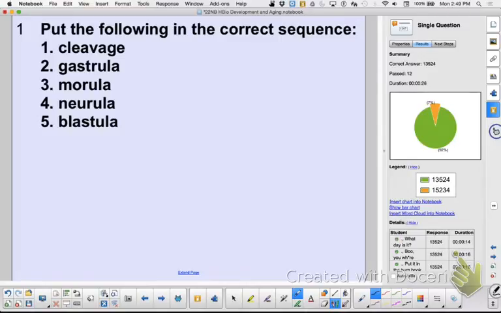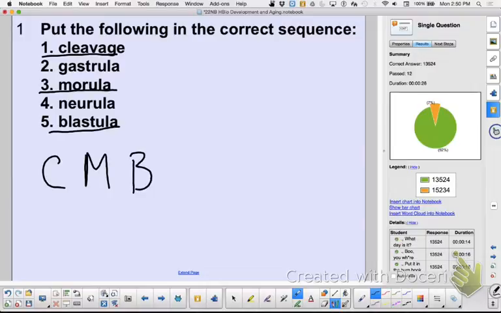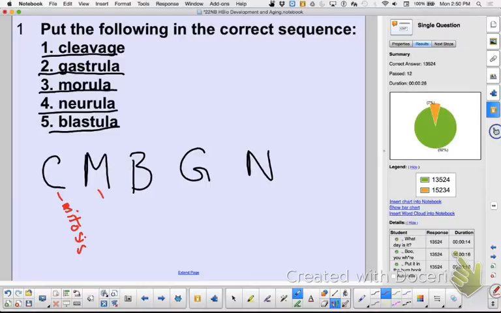So see them begin. Could we do it that way, right? See cleavage first, and then morula, right? Next, and then blastula, and then gastrula, and then neurula. Okay, so tell me, just as a reminder, what is cleavage all about? Mitosis. Good answer, because that was a wide open question. Mitosis. Good. What is morula all about?